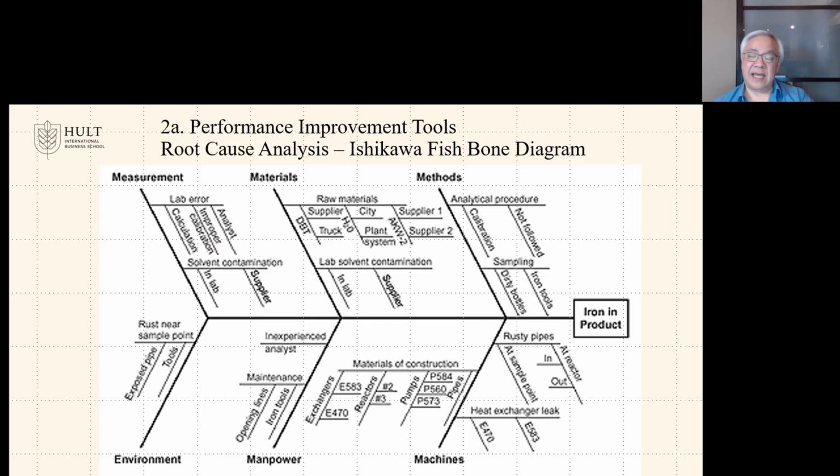And it says at this end, what is the problem? What is the issue we're trying to analyze? Here there was iron that was found inside the product, which is not a desired outcome. So then we have these 6 factors that may have caused the problem: the measurement of the item itself, the iron; the materials that were used in the manufacturing; the methods that were used in the manufacturing and measurement of iron content; then the environment in which the manufacturing occurred; manpower that was involved in the maintenance and manufacturing of the product; and then the machines themselves.